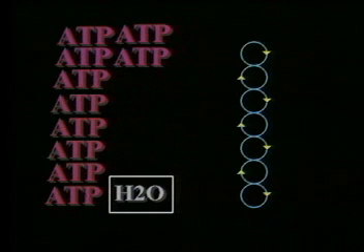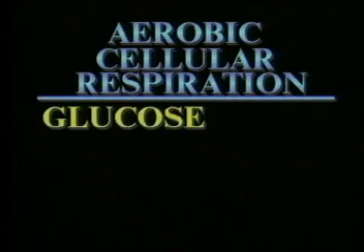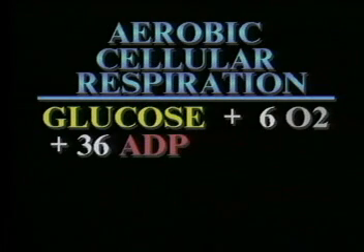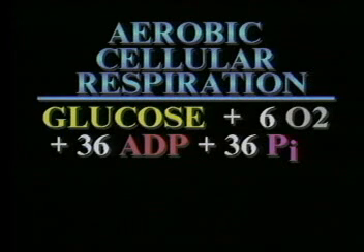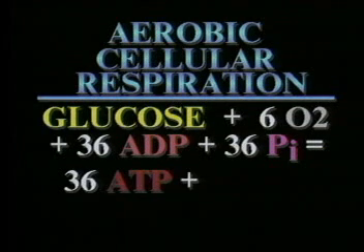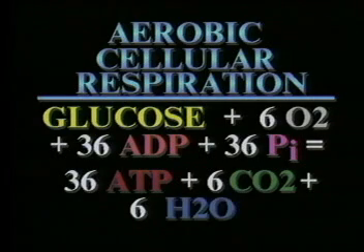The net result of all the complex reactions that comprise aerobic cellular respiration can be summed up as follows. A single molecule of glucose, when combined with 6 molecules of oxygen, will release enough energy to cause a total of 36 ADP molecules to be joined to 36 inorganic phosphate molecules, resulting in the production of 36 new ATP molecules, plus 6 molecules of carbon dioxide and 6 molecules of water.